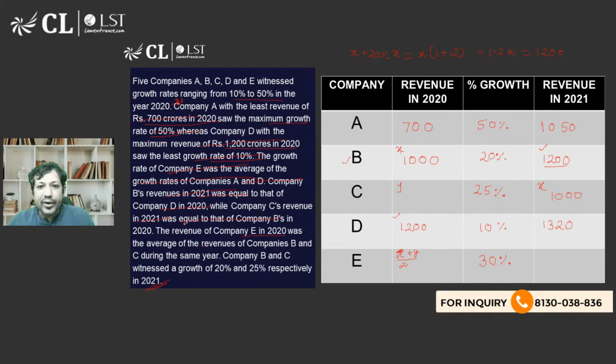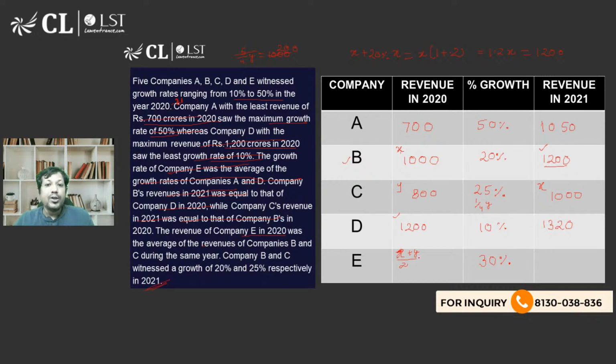Now it is Y, and Y is increasing by 25%, and it is becoming 1000, right? So 25% I can say 1 by 4. So I can say Y plus 1 by 4 Y, so it becomes 5 by 4 Y, and that is equal to 1000. So what is the value of Y we are going to get? We are going to get the value of Y as 800.